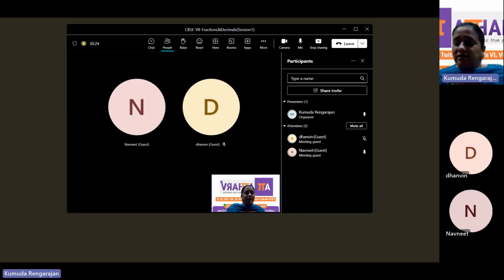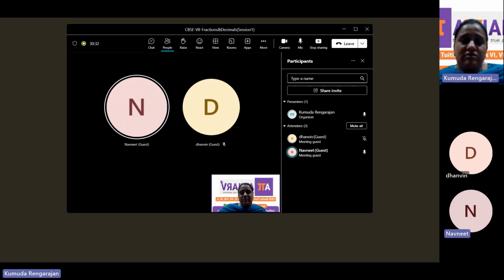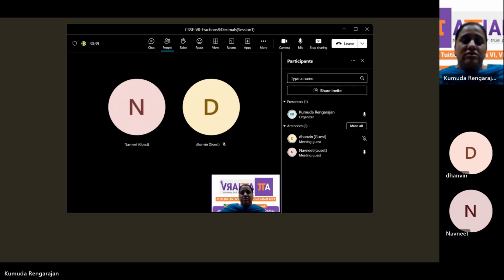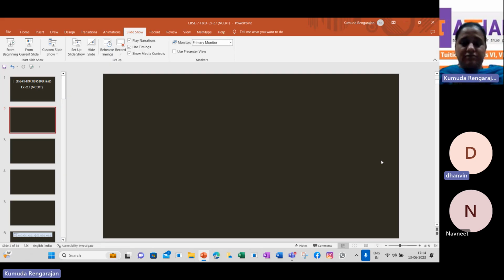Children, get a new notebook. We are going to start another chapter parallelly. So take a new notebook, and this is the second chapter in the NCERT maths textbook, fractions and decimals. Please take a new notebook, write the name of the chapter, the date, and we'll get started.